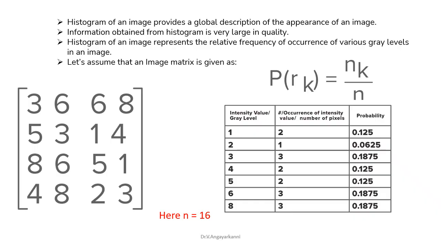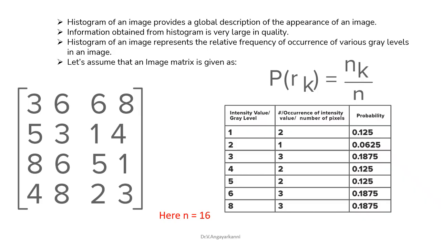Generally, the histogram of an image provides a global description of the appearance of an image. Information obtained from the histogram is very large in quantity. The histogram of an image represents the relative frequency of occurrence of various gray levels in an image. Let us assume this image segment. Here in this table we have represented all the intensity gray level values, the occurrence of each intensity value, that is the number of pixels, and its corresponding probability.